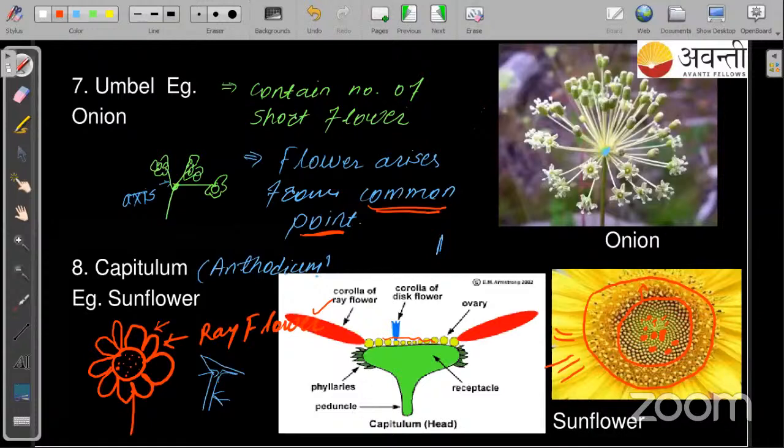So this flattened peduncle contains two types of flowers. One is the ray flower, which is arranged on the outer side. Inside the ray flowers you can see the sessile flowers. The sessile flowers are arranged on the central side, that is why it is known as centripetal, with development inward.